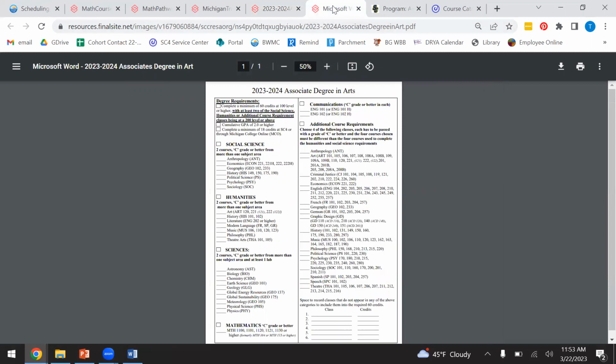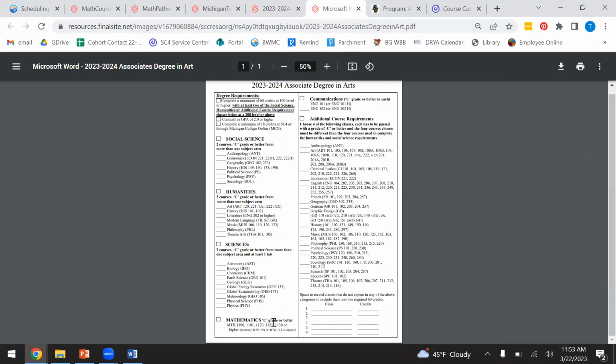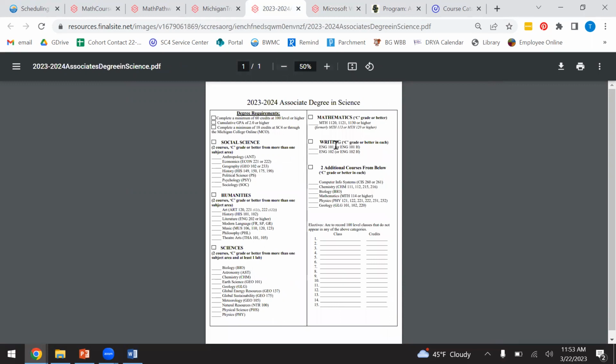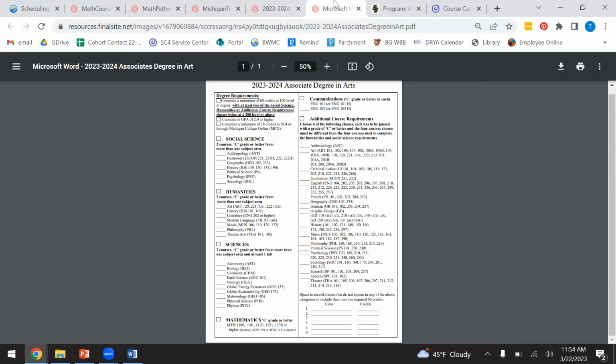The only difference for those categories is that the math is a little bit different between the arts and the science. Previously, you were able to take Math 104, 113, 120 or higher, but for the science, it was only 113 or higher. So 113 or 120 or higher. 113 is pre-calc. 120 is statistics. Math 104 is called Foundations of Math. So those new numbers are listed there.